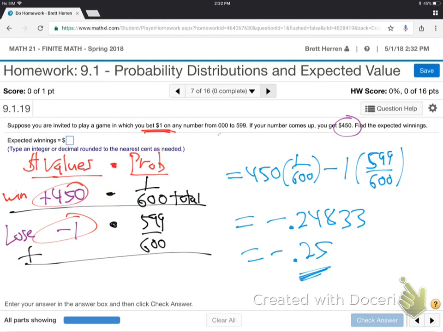And it is negative, which means what does that mean? You expect to lose a quarter. Now you think, well, how do you get to lose a quarter? You either lose your whole dollar or you win $450. Yeah, but on average. Remember, that's on average. In other words, if you play a game like this, like the lottery or something like that, tons and tons of times, it'll be like you're losing 25 cents every time. That's the average. Every now and then you'll win, but most of the time you'll lose, and if you average it all out, it'll be like you're losing 25 cents every time. That's what expected value is: average, what you expect to happen.